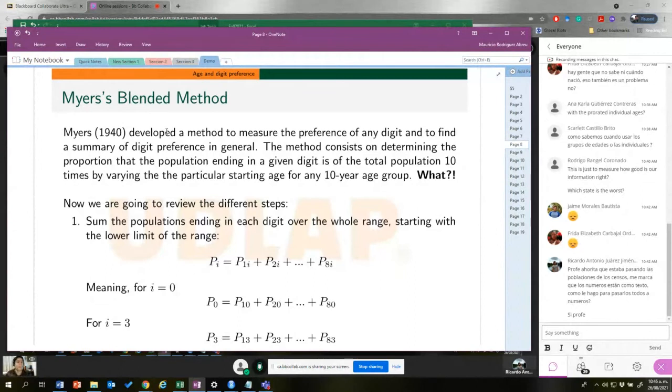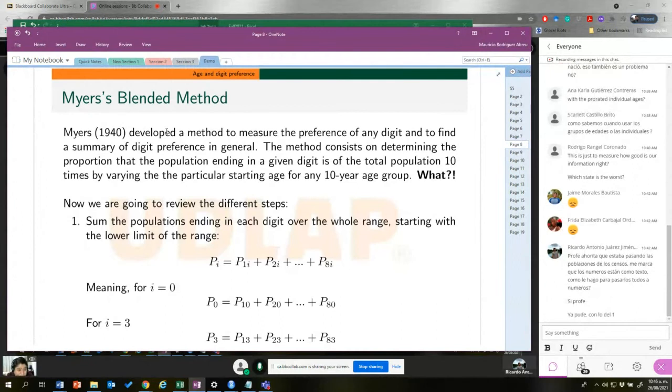This is all confusing. So what I like to do, instead of giving you a definition, is let's estimate these together. Okay, so with the exception of Ricardo, who has issues with the information, if you have your information by individual age, at least for the total population, follow me.